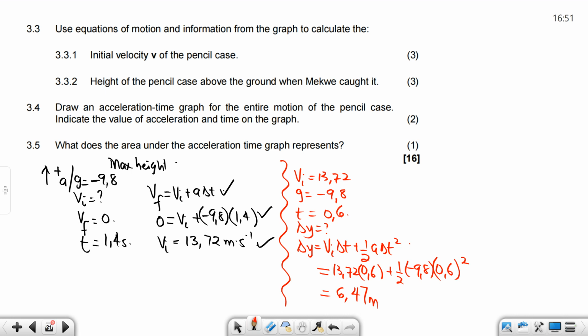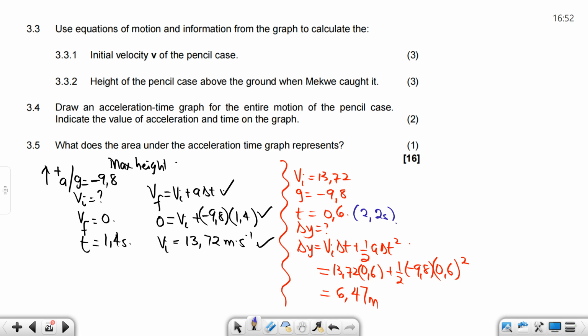All right, so you see what happened, right? Whether you use 0,6 or 2,2, we're getting the same answer. Because at those times, we are at the same what? Height. That is why it is displacement and not distance. Are we okay, everybody? Did that make sense? So somebody else could have worked with 2,2 seconds. We are still going to get the same answer. I hope we are all okay. 6,47. Draw an acceleration time graph for the entire motion.